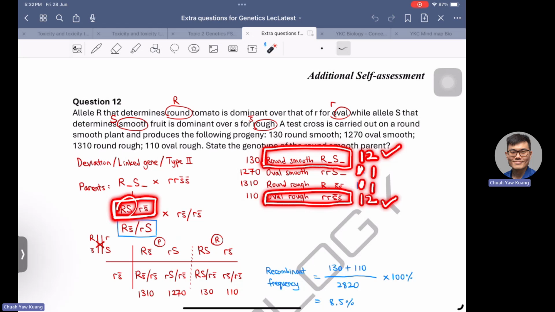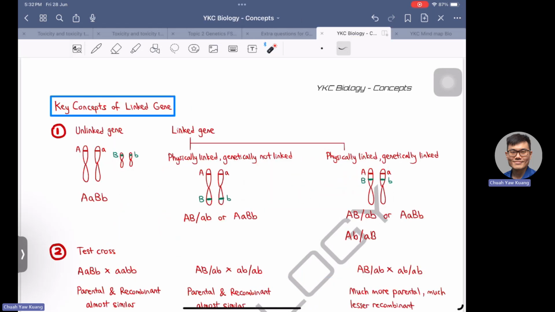That means that both dominant alleles should be on the same chromosome, and both recessive alleles should be on the other chromosome. So this is basically how we can easily differentiate that. To repeat: if the heterozygous parent's genotype is in this way, both dominant on one chromosome and both recessive on another, then the offspring with both dominant traits and both recessive traits will have a higher ratio.